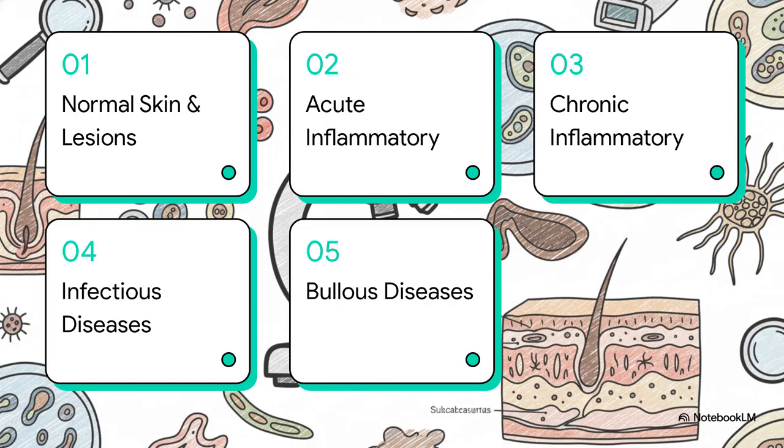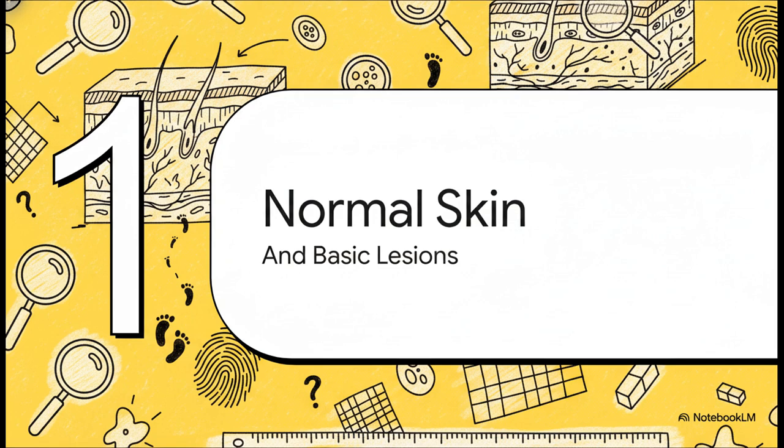Here is our roadmap for the explainer today. We'll start with normal skin and basic lesions, move into acute and then chronic inflammatory dermatosis. After that, we'll hit infectious skin diseases, and finally, we'll wrap up with bullous and blistering diseases. Okay, let's dive right into Section 1, normal skin and basic lesions.